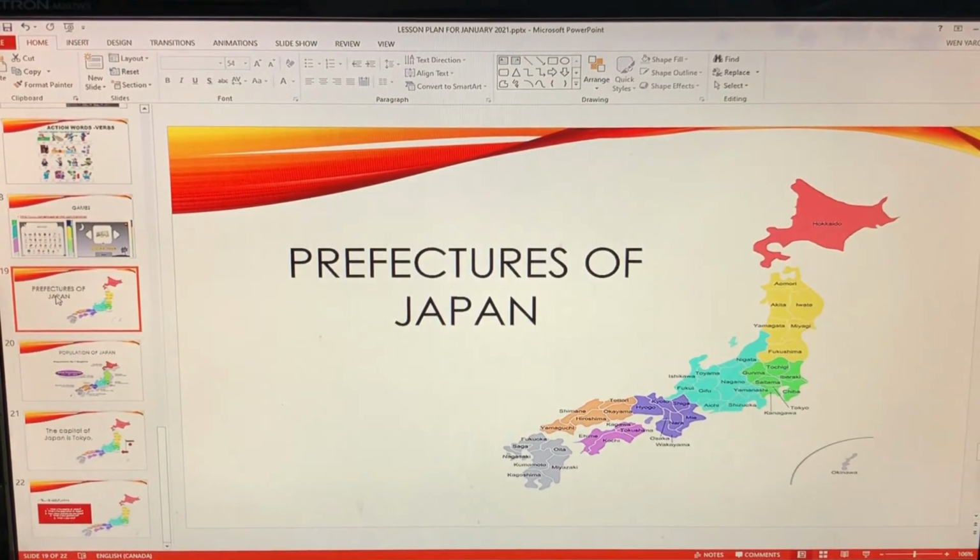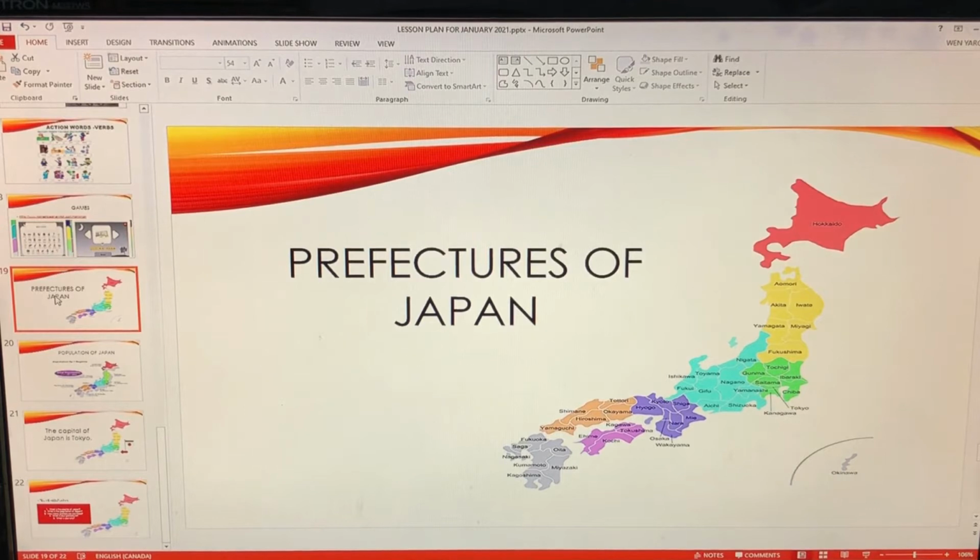For the month of January, I included 3 more things. I taught my 5th graders and 6th graders the words prefectures, population, capital, city. You're looking at a map of Japan in English. If you're doing online lessons, I highly recommend getting PowerPoint. This was done on PowerPoint.